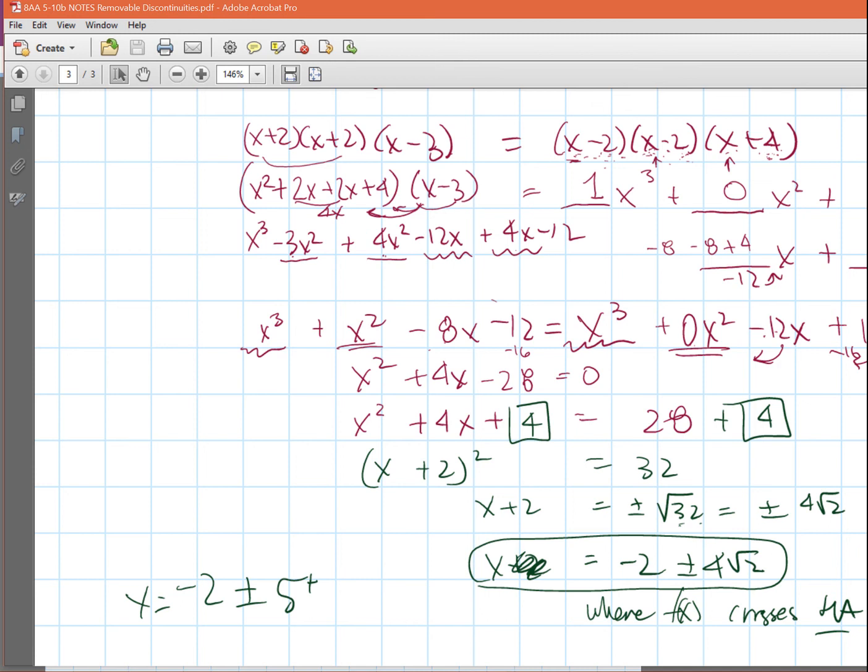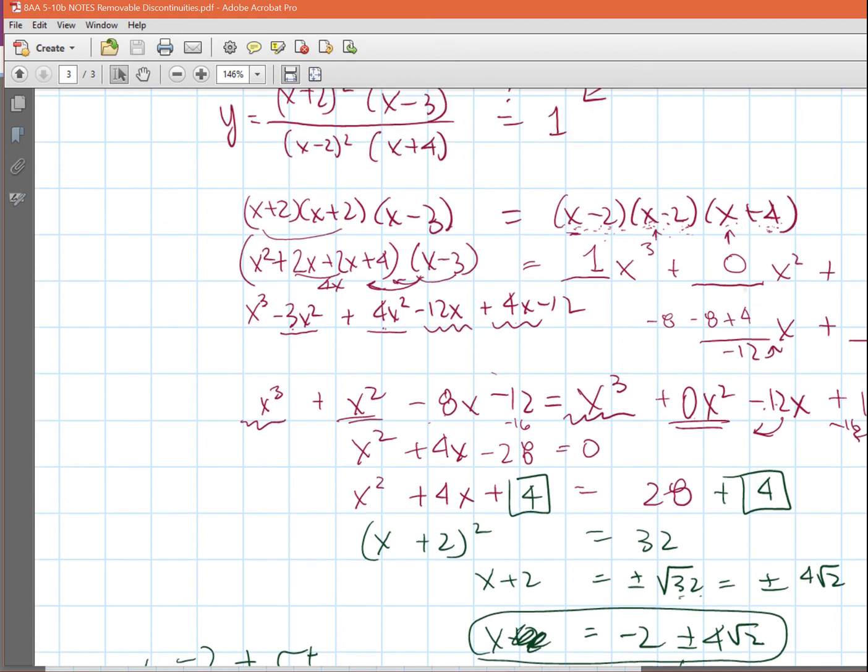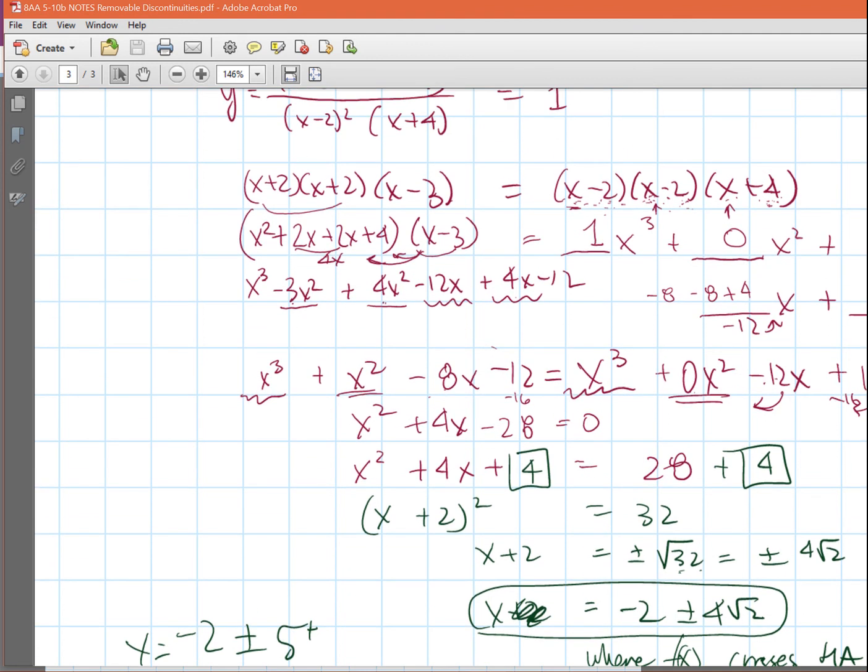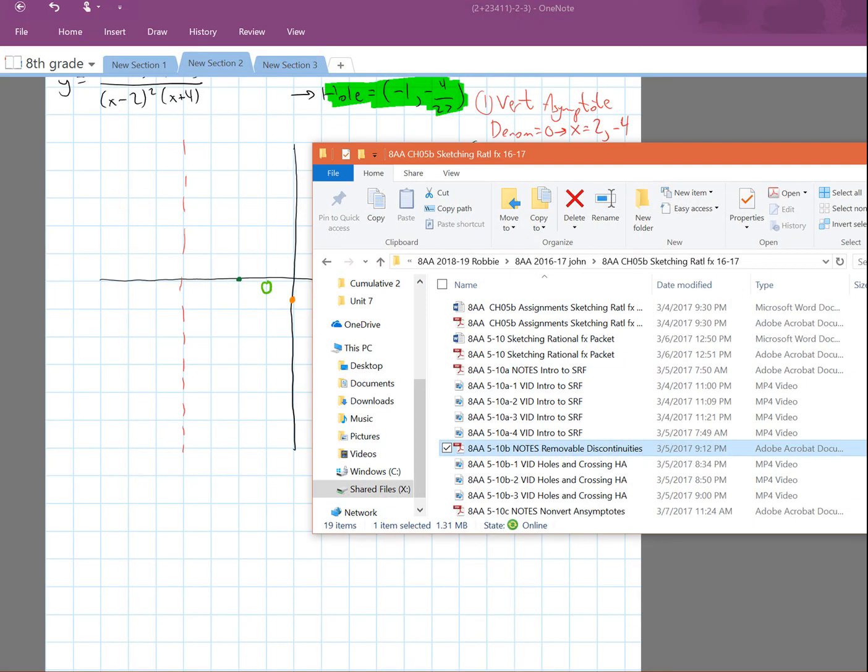Oh, he completed the square. But I guess it is. So apparently it's... You might kill me for not going through this. Negative 2 plus or minus 4 root 2.